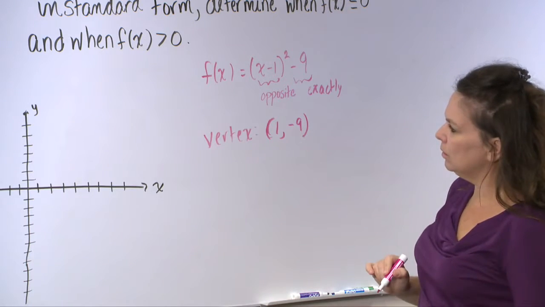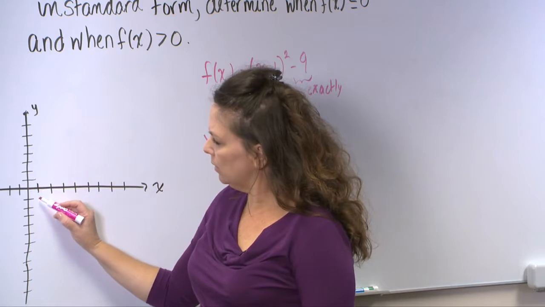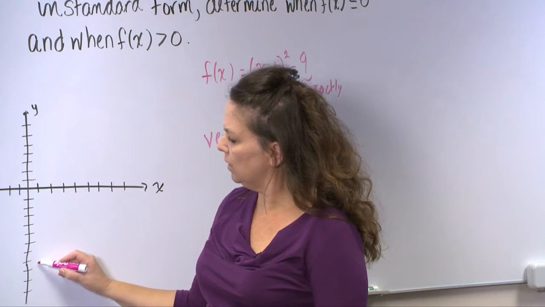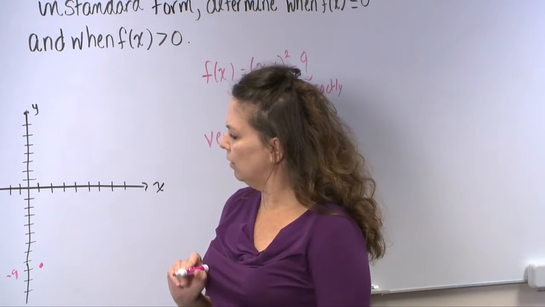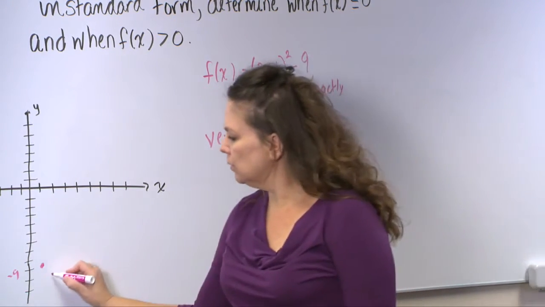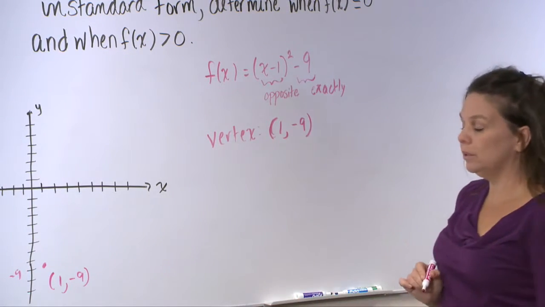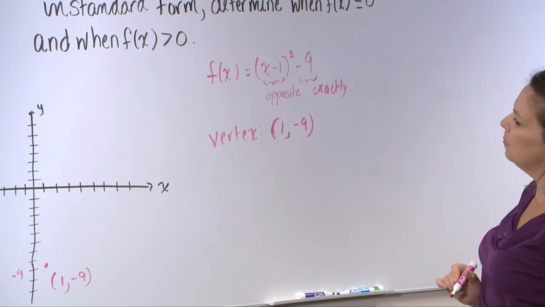So I'd like to start by graphing the vertex. So we're here at 1, and then negative 1, 2, 3, 4, 5, 6, 7, 8, and 9. So here is our negative 9. And this is the point 1, negative 9, which is the vertex of the parabola that we're graphing.